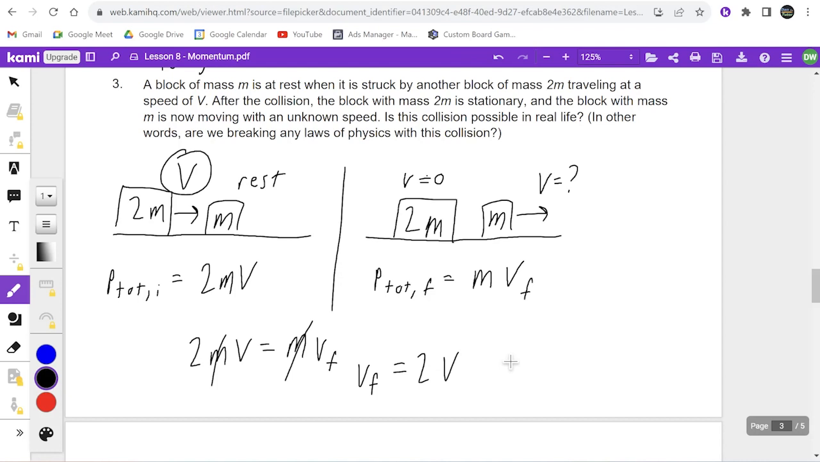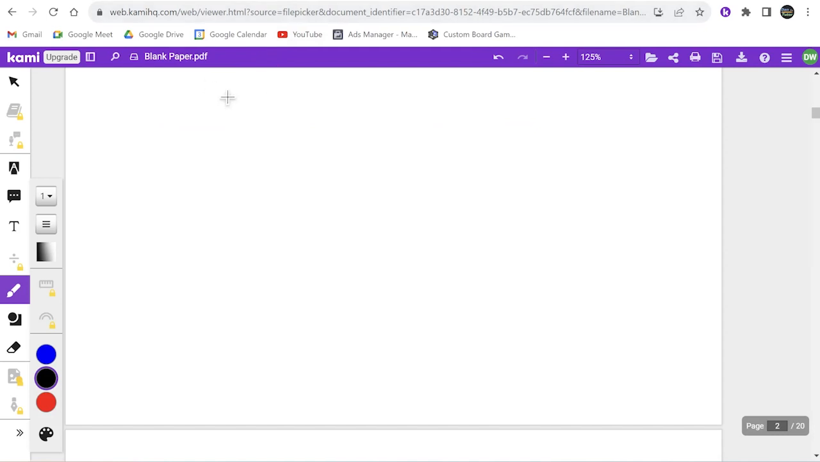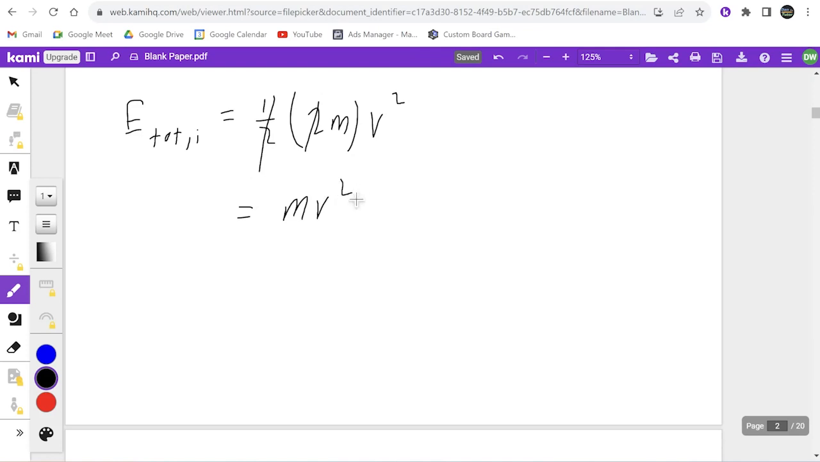Except, you forgot one thing. Let's just see what happens when I check the energy on this. Okay, let me just check the energy. I just have a feeling about this one. E total initial, it's 1/2 mv squared, so 1/2 times mass 2m times its velocity, v squared. The 1/2 and the 2 cancel, I just get mv squared. That's okay, nothing wrong with that.